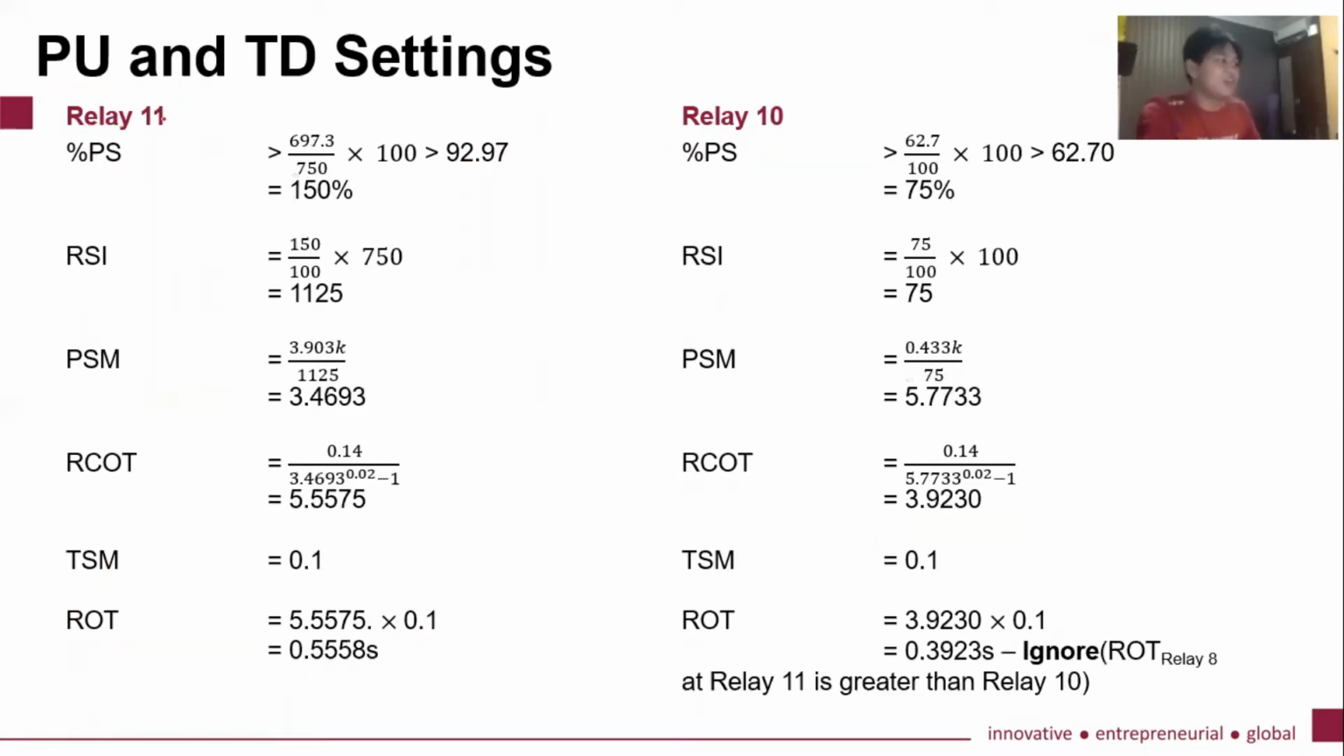So moving on to relay 11 and relay 12, we calculate both settings, and it must be larger than 92.97 for relay 11, so we choose 150. For relay 10, it must be larger than 62.70, so we choose 75%.